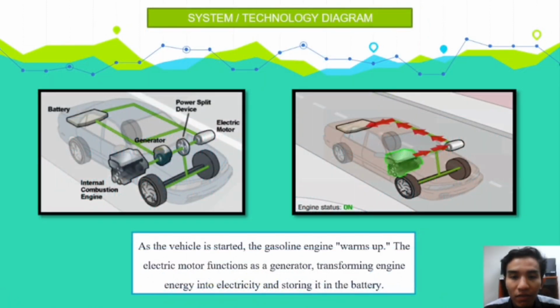Hi everyone. My name is Ahmad Abdullah bin Muhamad and I will explain the system or technology diagram. As you can see, as the vehicle is started, the gasoline engine warms up. The electric motor functions as a generator, transforming engine energy into electricity and storing it in the battery.